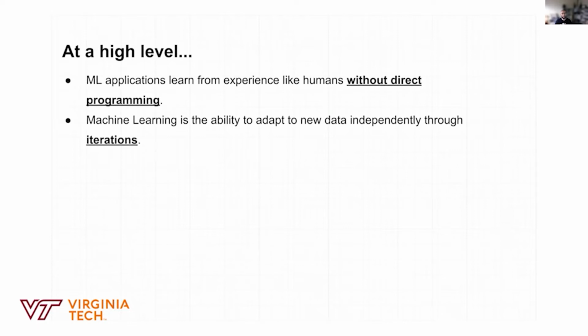So notice that there is an important difference that distinguishes machine learning applications from direct programming. That is, machine learning applications can adapt, can consume new data points and learn from them, and keep adapting to this. And it does this through iterations.